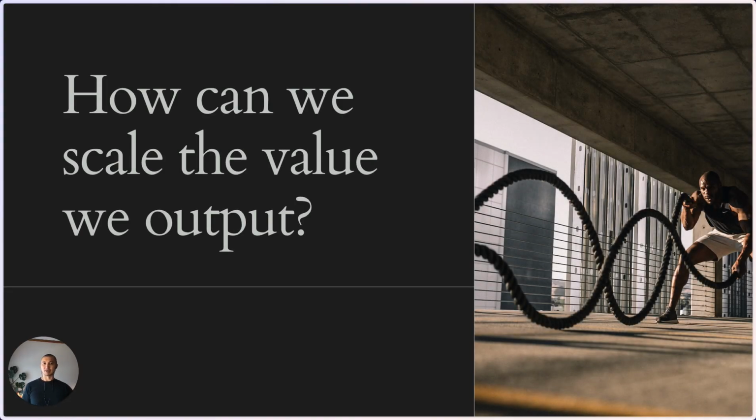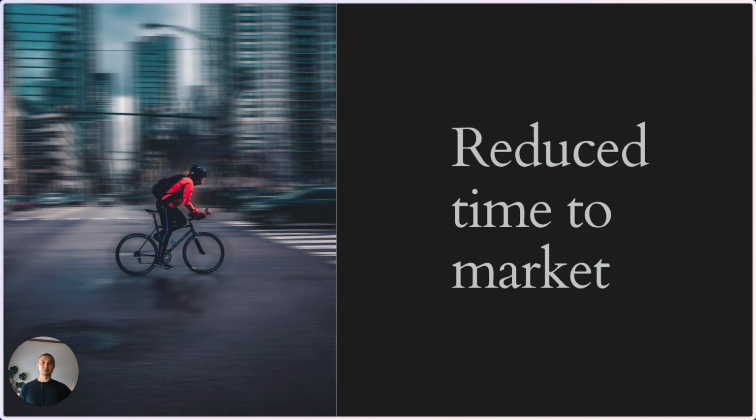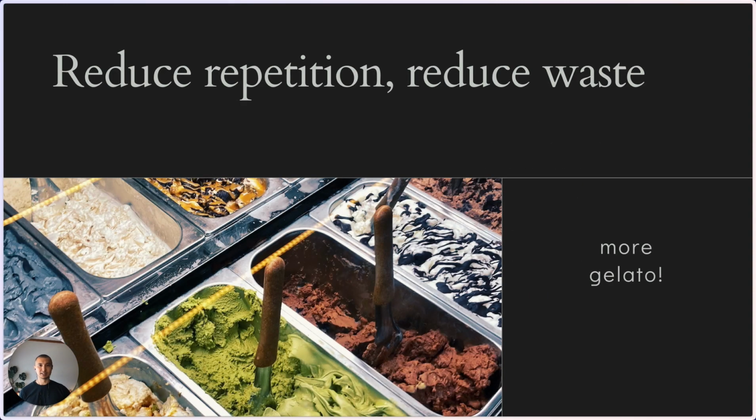How can we scale the value we output? Reduce time to market. Having those design tokens in place allows you to enter new markets faster. Let's explore that gelato cart example again. We mentioned the gelato itself was the design token in this scenario. We want to expand beyond the beach and enter the city market. We can take a second cart with the same gelato and the same design tokens to the people spending their days in the city. We've entered that new market with little effort.